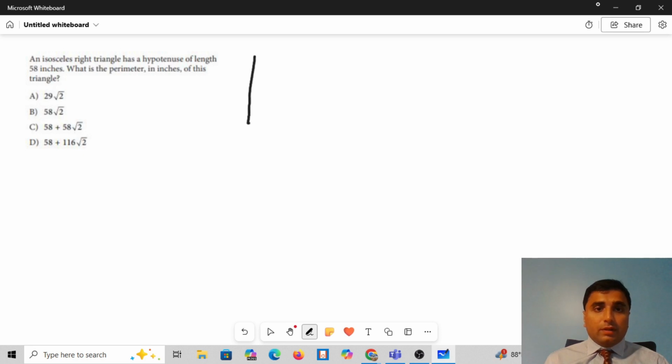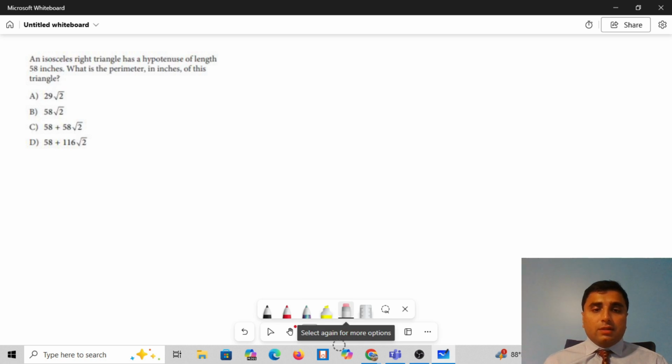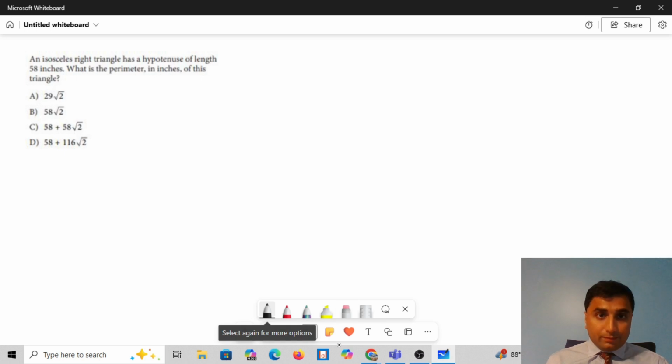So let me show you. Let this be an isosceles right triangle. Let both of these sides be equal. I think this is not as upright as I should have drawn it. Let me draw it this way. Okay, so let this be an isosceles right triangle with these two being the equal sides and with this side right here being the hypotenuse.